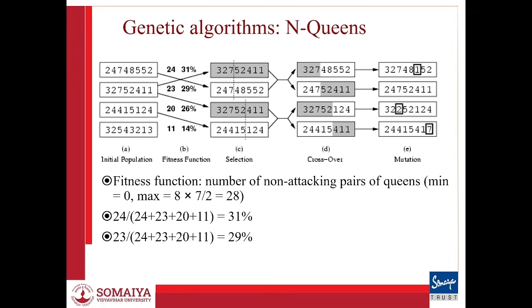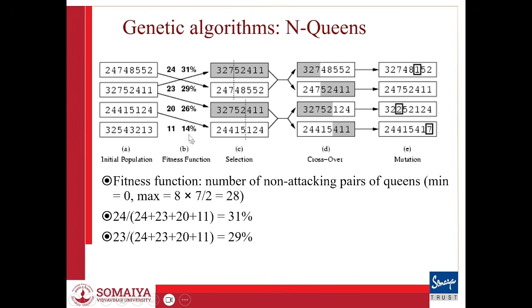Now they have used the roulette wheel selection and they are calculating the fitness value of each one of the chromosomes. So 24 for the first chromosome, 24 divided by the total fitness. That gives us 31% probability of it. Then for the second one, 29% and so on. So this goes for the initial population.